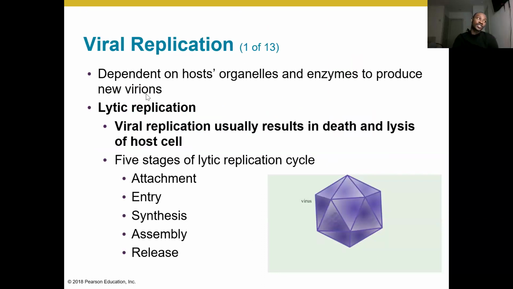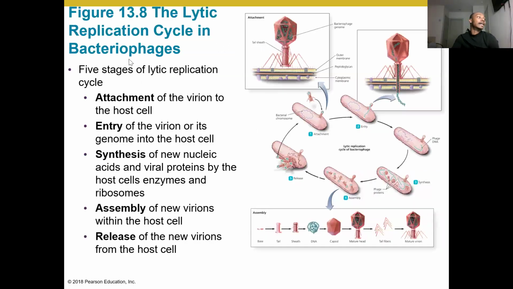When we're looking at viral replication, it could be lytic or lysogenic. Remember the 5 stages of lytic replication: attachment, entry, synthesis, assembly, and release. This covers attachment of the virion to the host cell, entry into the host cell, synthesizing new viral nucleic acid molecules, assembling into new virions within the cell, and then release of these virions from the host cell to infect more.